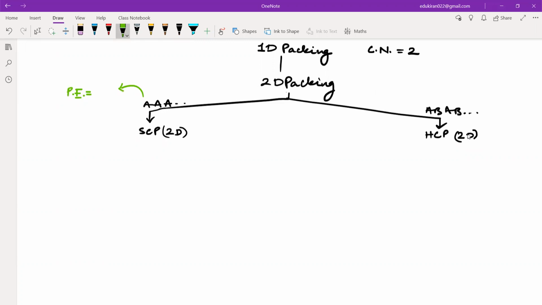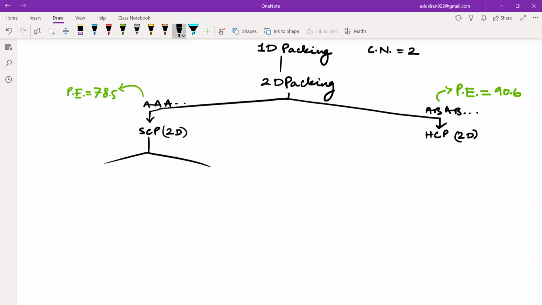So 78.5. Very good. This is 78.5. And for ABAB type packing, what is the packing efficiency? 90.6. Very good. Now, moving from SCP, when we went to 3D, we again got 2 different cases. I will write the unit cell for these 2 cases. Does anyone remember what these 2 cases are?